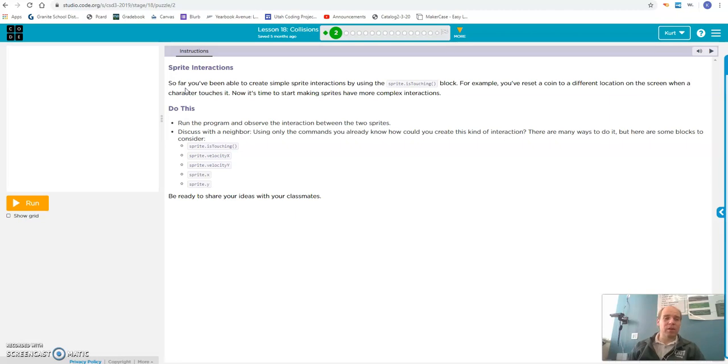We're going to run this program and observe the interaction between the two sprites. Discuss with a neighbor, using only the commands you already know, how you could create this kind of interaction. There are many ways to do it, but here are some blocks to consider. Let's look at what it is doing first, and then we can talk about what we think would happen or how we could code this up.